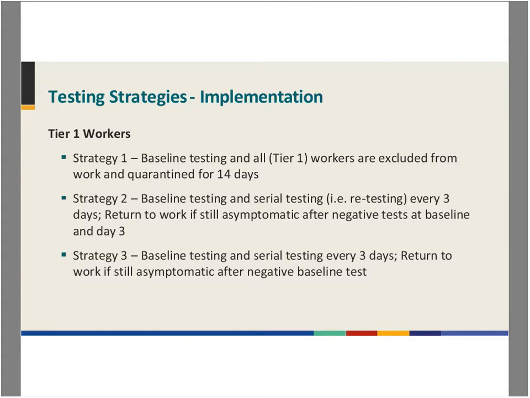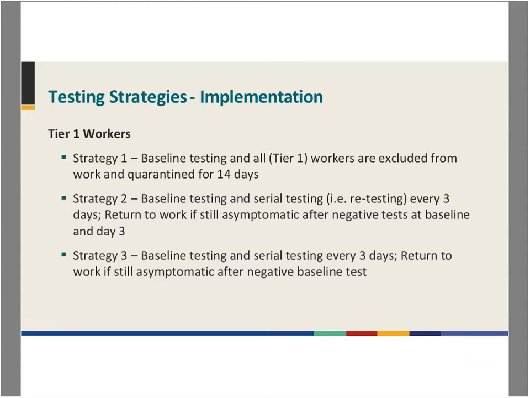Strategy 3, on the other hand, is to do baseline testing and serial testing every 3 days, because baseline testing isn't going to catch everybody who might develop symptoms after an exposure. So that's why we recommend the serial testing every 3 days. But in strategy 3, you can return the workers in a critical infrastructure workplace. If they don't develop symptoms, they can go back to work right away and continue to have the serial testing just to make sure that if somebody becomes positive, they're pulled out of the workplace.